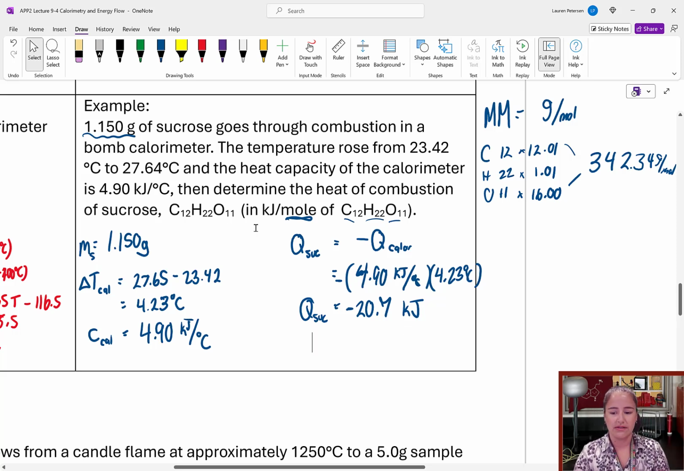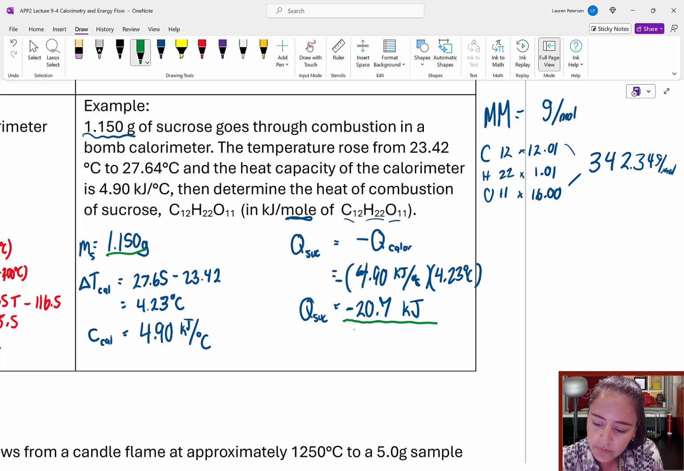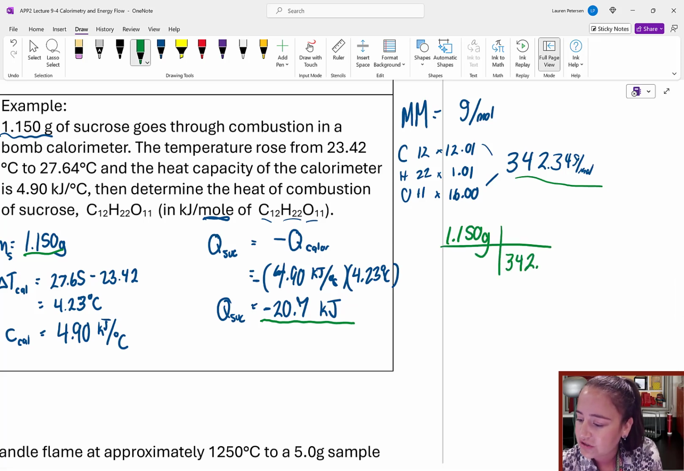We have our kilojoules, but it wants kilojoules per mole. Now we have the kilojoules, but how much was that for? Well, that was the kilojoules per 1.150 grams that combusted. But we don't want grams, we want moles. So let's go ahead and convert that to moles. I'll do that off to the side over here using this molar mass. So we have 1.150 grams, and it tells us there are 342.34 grams per 1 mole.